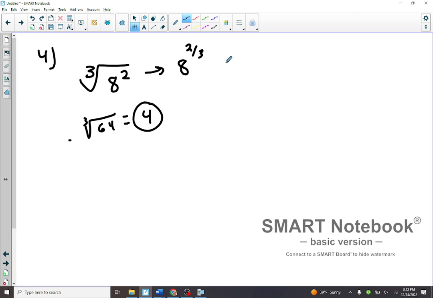The difference between this and the one that you did for number 3: this one I give you as an exponent, this one I give you as a root. But they're the same type of problem.